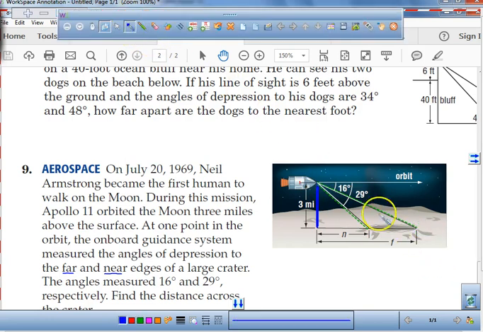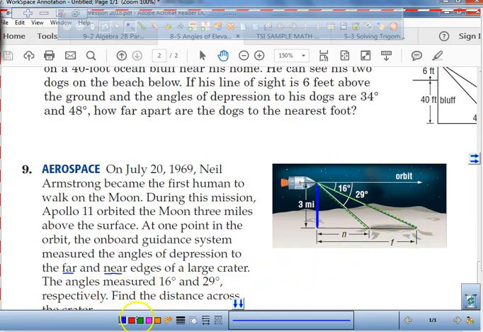Now, I don't know if you guys can see this. Can you see this crater right here? All right, so this is a crater. It says the angles measured 16 degrees. Now this 16 degrees, everybody, is right in here. This is 16 degrees. And then 29 degrees is this angle right in here.